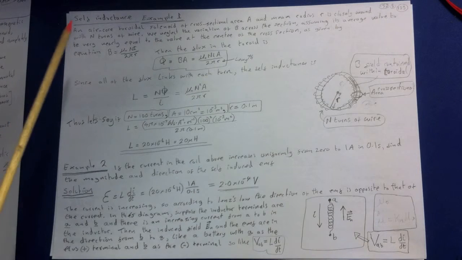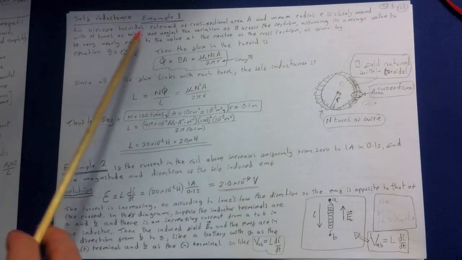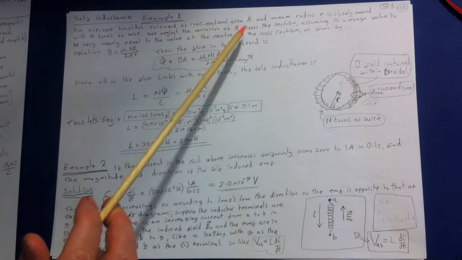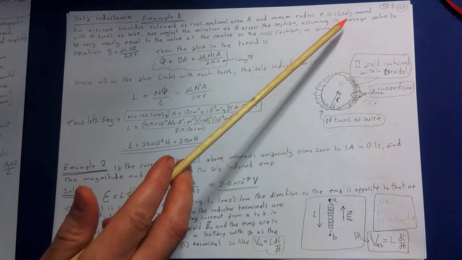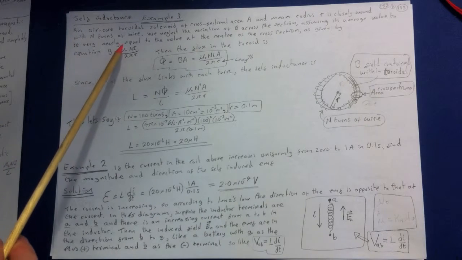Now here's an example. An air-cored toroidal solenoid of cross-sectional area A and mean radius r is closely wound with N turns of wire.